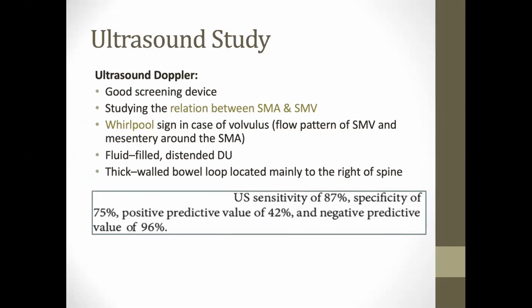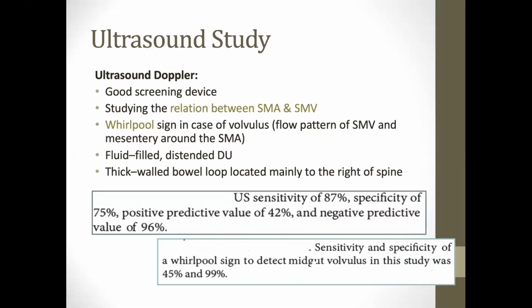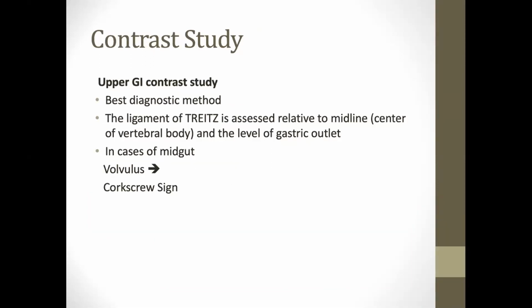Ultrasound sensitivity in detection of malrotation is 87% and specificity 75%. Positive predictive value 42% and negative predictive value 96%. And the whirlpool sign, in detecting volvulus, is 45% sensitive and 99% specific. Contrast study is the best diagnostic method.